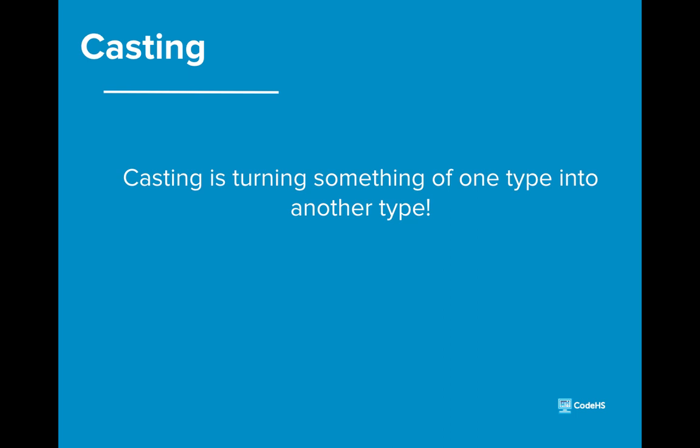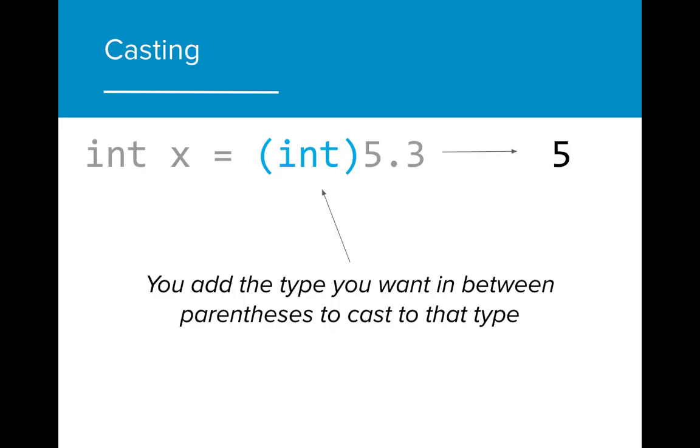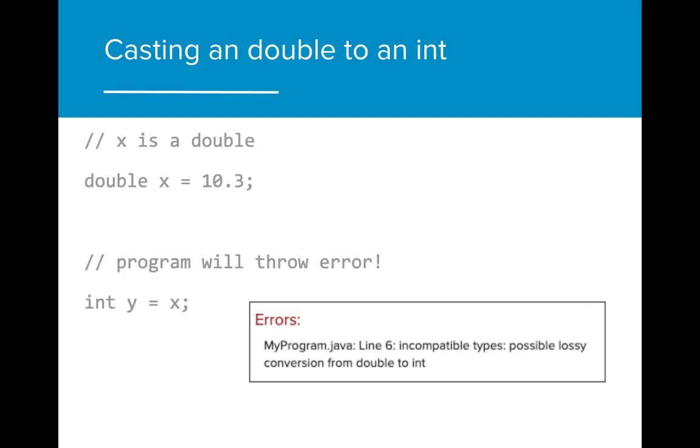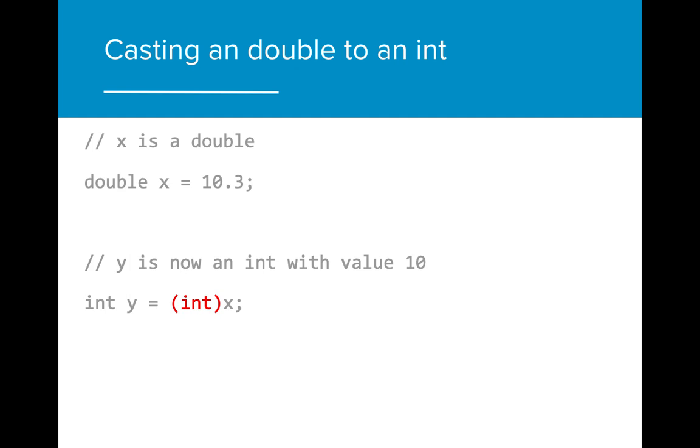Casting is turning something of one type into another type. Casting is done by adding the type that you want in between parentheses to cast to that type. If we try to assign the value of the double x to the int of y, there will be an error, as the int type is not compatible with the data type double that y is being assigned. But if we cast the value of x to an int, then the value of y will now be 10 without any error or complications.